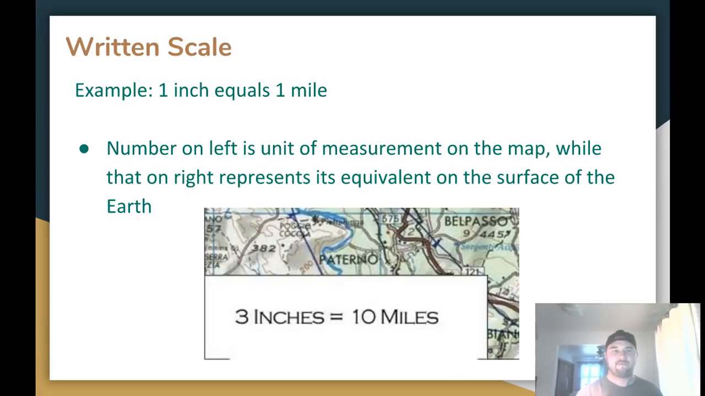The second one's pretty straightforward. Written scale is just simply written out for you. 3 inches equals 10 miles, 1 inch equals 1 mile. They don't have the ratio, they don't have the fractions. It just simply tells you, hey, you need to find 1 inch, and when you find that 1 inch, it can mean 2 miles, it can mean 5 kilometers, whatever.